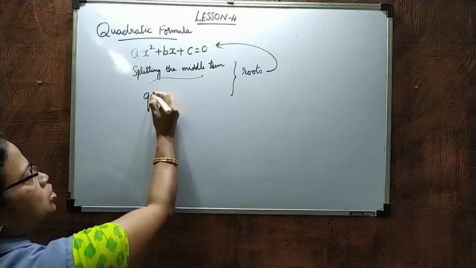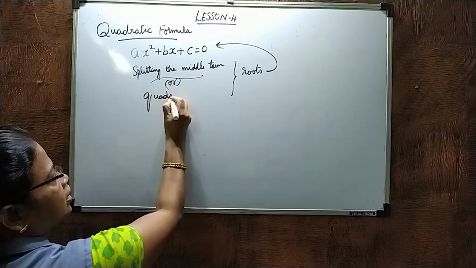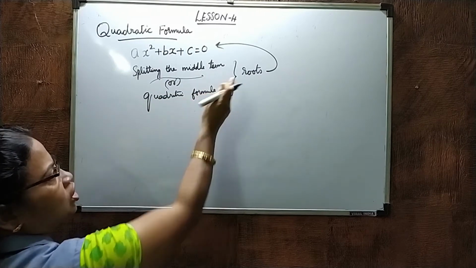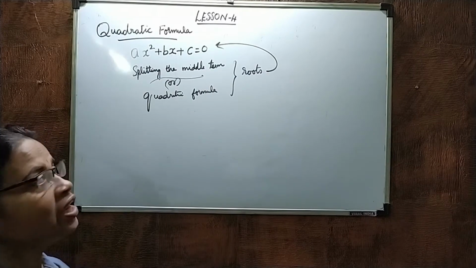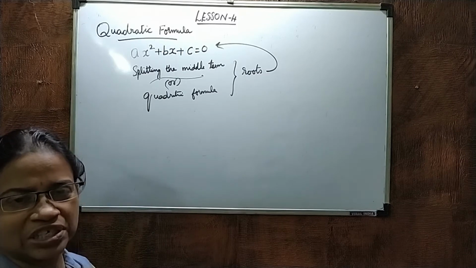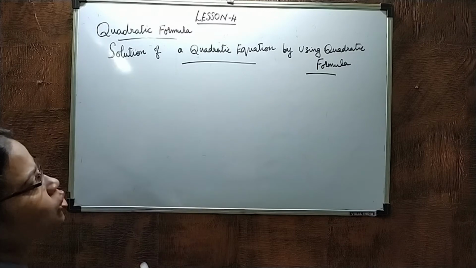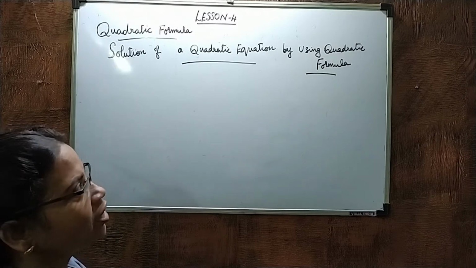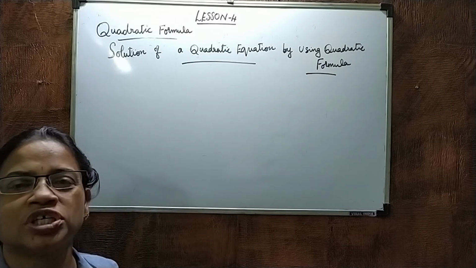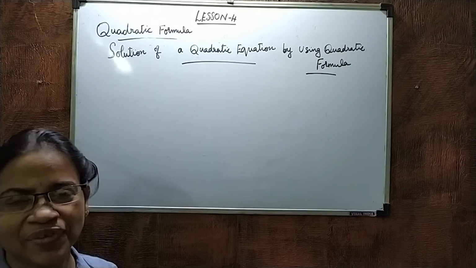So, using the splitting the middle term or using the quadratic formula, you can find out what? You can find out the roots of the quadratic equation ax² + bx + c = 0. So, we are going to find the solution of a quadratic equation by using the quadratic formula. Solution means the value of x, the value of the variable, right?